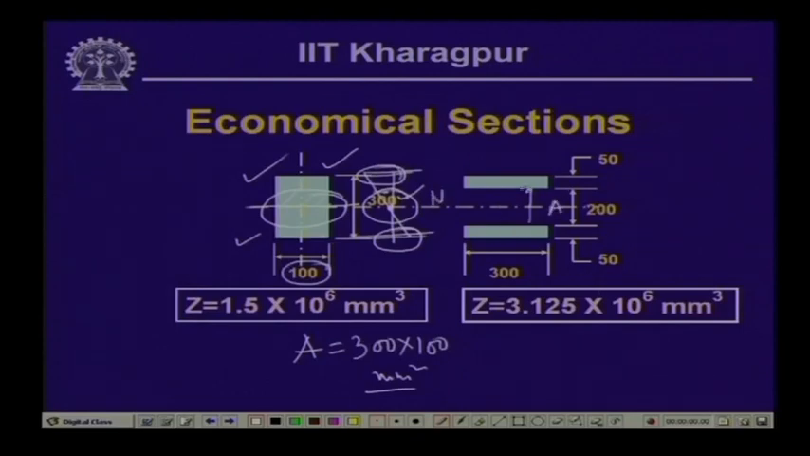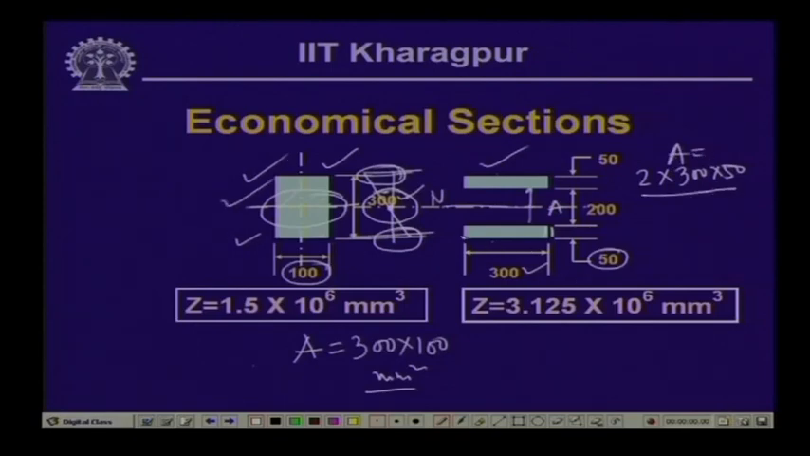Now, the width of this particular segment is 300 millimeter and the depth is 50 millimeter, and we have two such segments which are away from the neutral axis. Now, if we look into the area wise, we have 2 into 300 into 50. So, we have identical area as that of the first one.